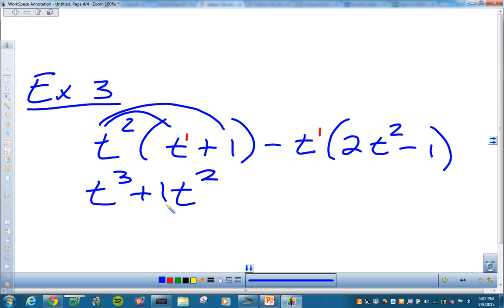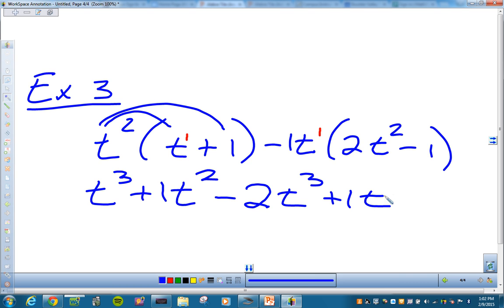Okay, now we're going to distribute the second one. George is going to do it. Negative times a positive is negative. So then it's technically negative 1 times 2, which is negative 2, times t times t squared. Add the exponent. T cubed. You said it so quietly, you start to hear it. And then negative 1 times negative 1 is positive 1. And then positive 1 t.